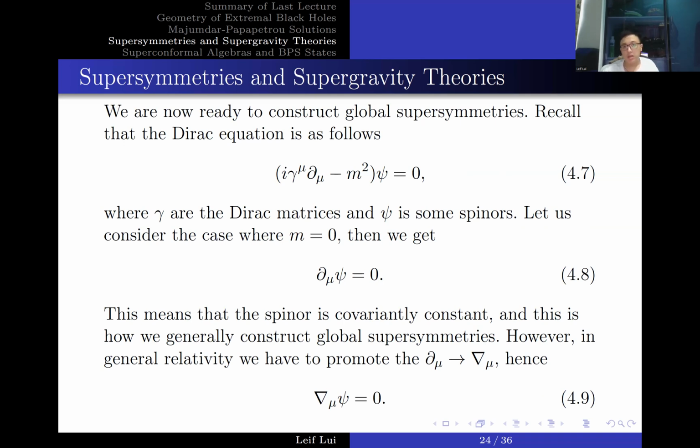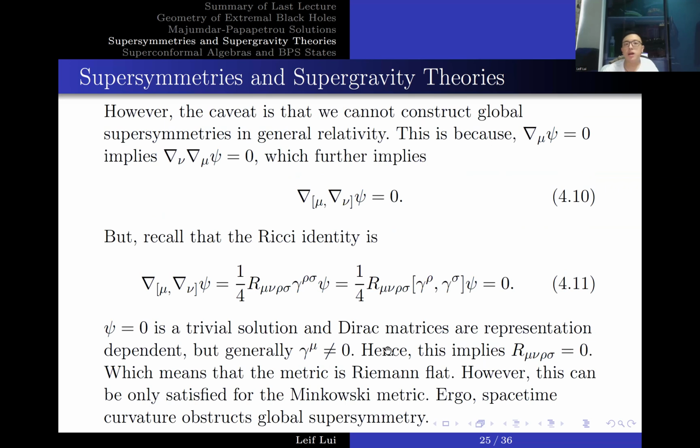However, in general relativity, since we have curved spacetime, we cannot simply use the partial derivative. We need to promote it to the covariant derivative, and doing so, we obtain the following. However, the caveat is that we cannot construct global supersymmetries in general relativity. This is because if the covariant derivative of psi is equal to 0, and we take another covariant derivative, this is still 0, which further implies that the commutator of the derivatives is still 0. But recall that the Ricci identity states the commutator of the covariant derivative is related to the Riemann tensor, and the Riemann tensor tells us the curvature of spacetime.